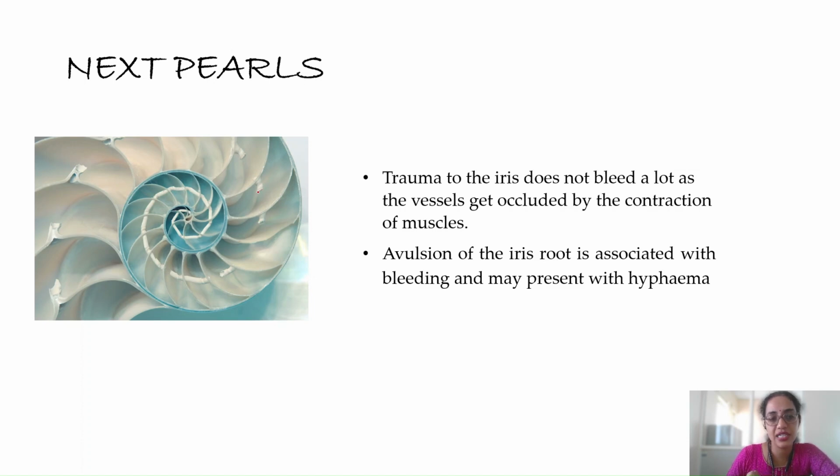There's a clinical implication of this blood supply. Whenever there is trauma to the iris, there is no bleed, because these vessels get occluded by the contraction of muscles, something similar to the uterus. But when there is an avulsion of the iris root, the bleeding can be profuse because you have the major arterial arcade there. So these patients may present with a hyphema.